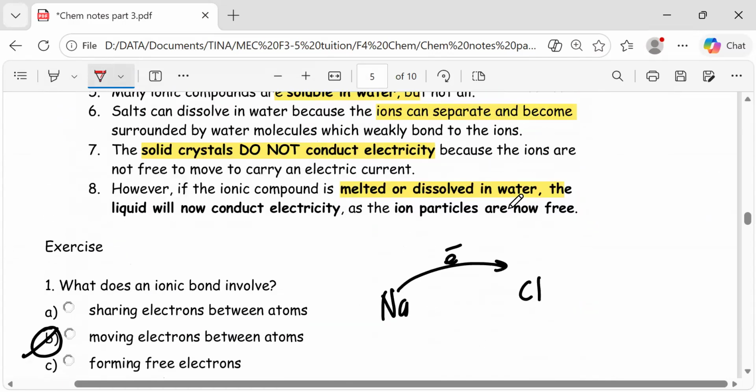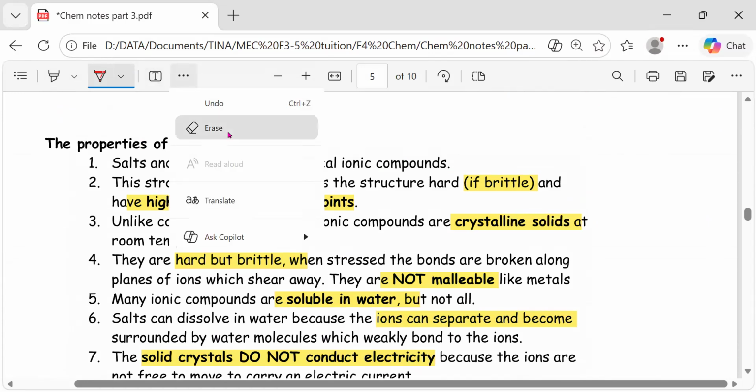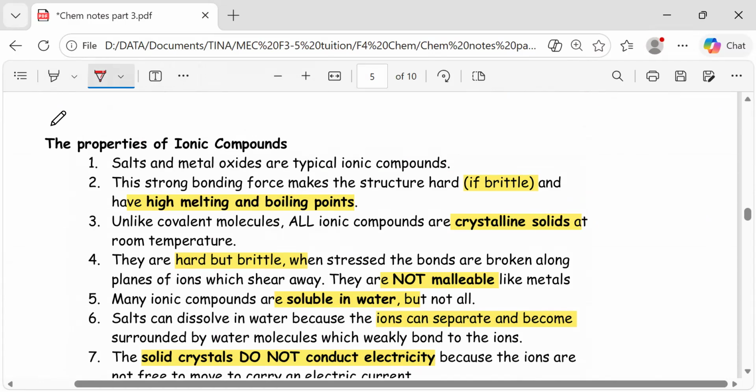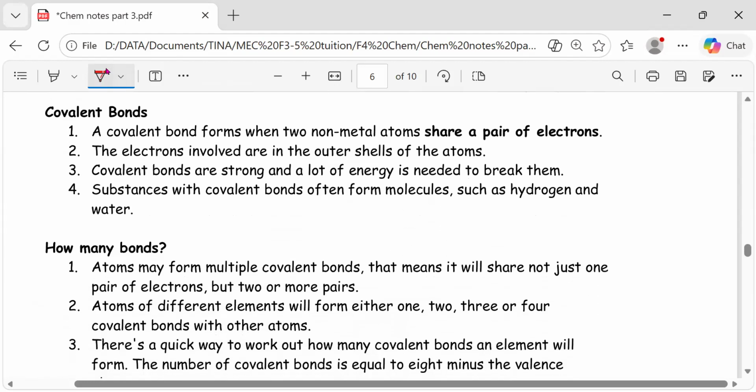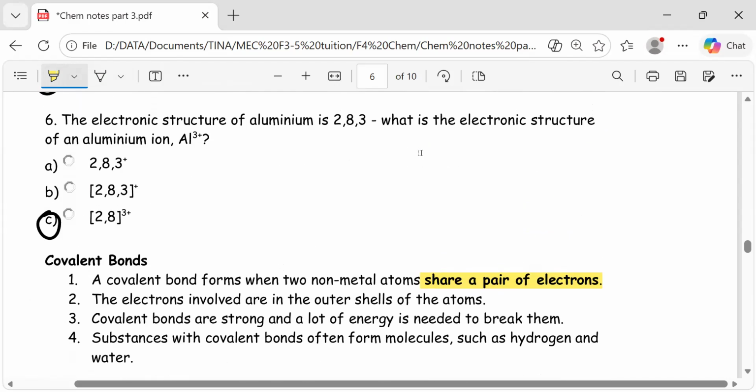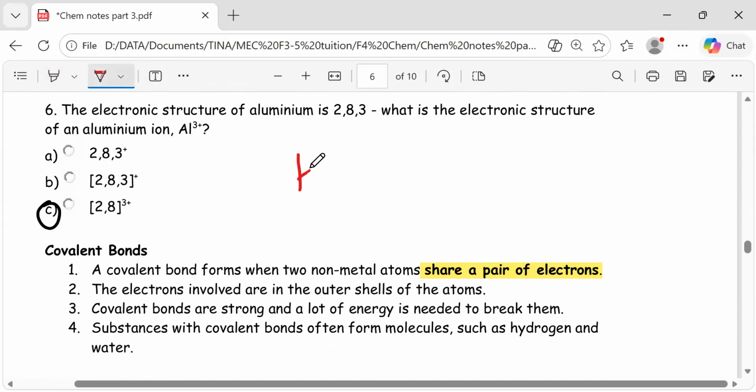Covalent. This one you must remember. This one they love to ask. Now it's covalent. Covalent is sharing a pair. It's only between non-metals. Only non-metals and non-metals. For example, hydrogen has one. How many more does it need to achieve a full outer shell?